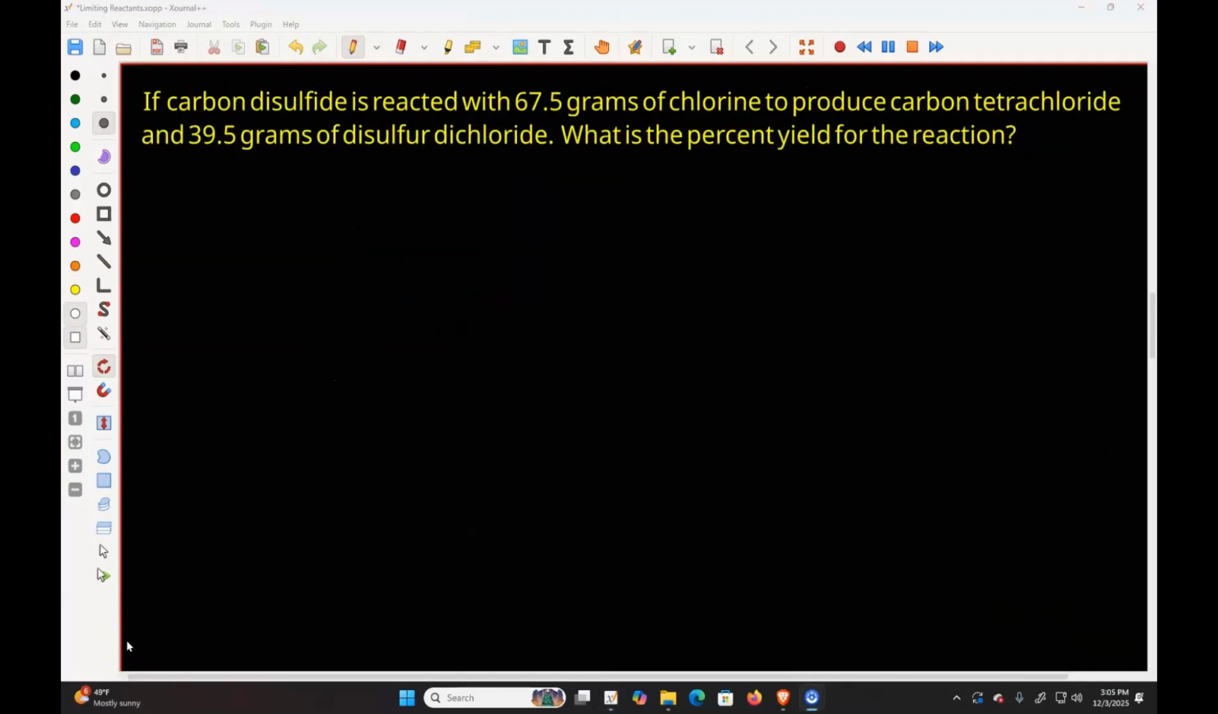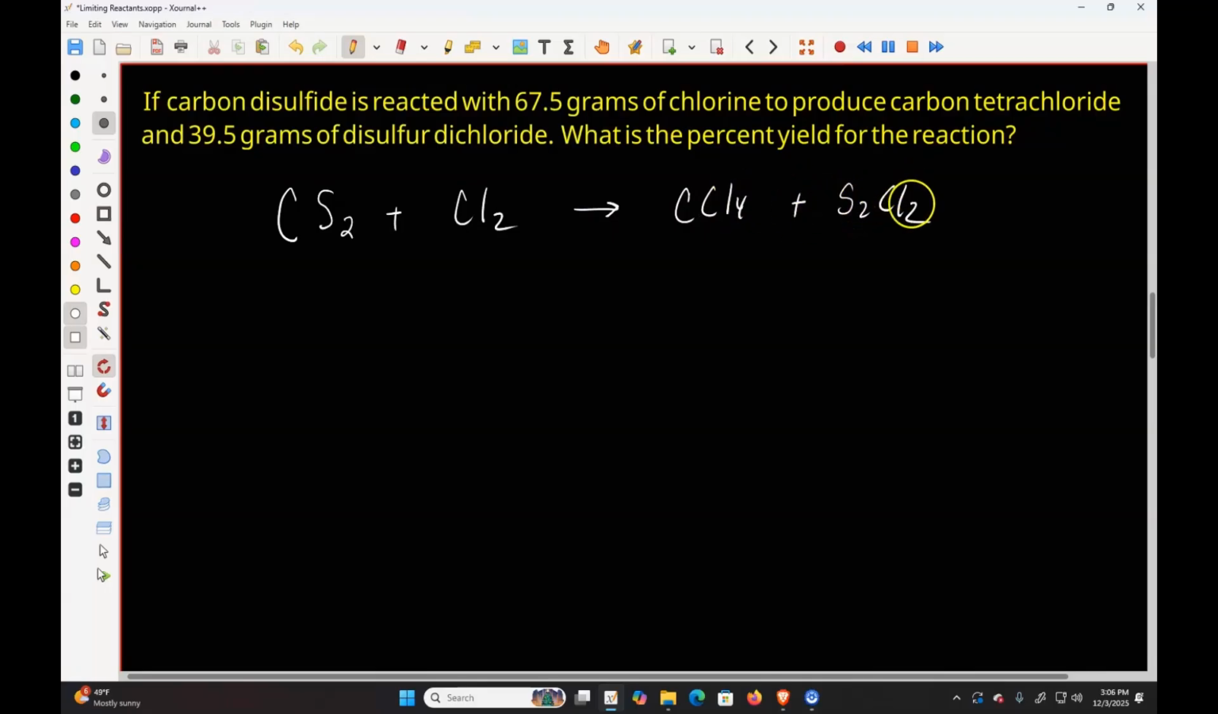Carbon disulfide is reacted with 67.5 grams of chlorine to produce carbon tetrachloride and 39.5 grams of disulfur dichloride. What is the percent yield for the reaction? Okay, let's go ahead and write out the equation. So it'd be CS2 plus Cl2 gives me CCl4 plus S2Cl2. Okay, let's balance the reaction. So a 3 goes here.